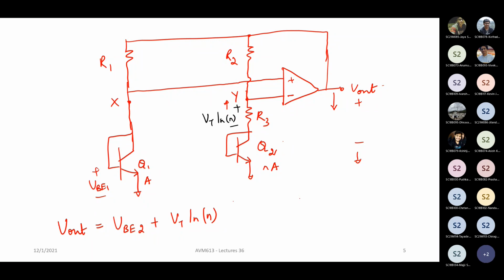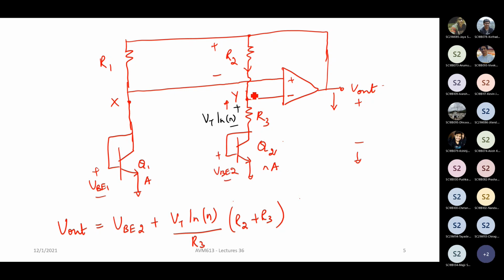Okay. And basically what we need is this voltage. What is V out? V out is nothing but the drop across R2 plus the drop across R3 plus VBE2. What is the current that is flowing through this? We know the voltage across R3, so the current flowing through this branch is VT ln N divided by R3. Now this multiplied by R2 plus R3 is the total voltage across this, and this is your V out. Okay. Is it clear? So V out is the voltage across R2, the voltage across R3, plus VBE2.